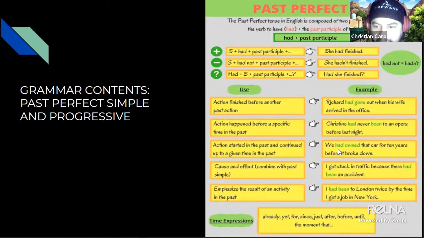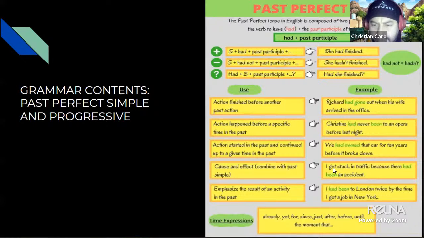Then the next, we had owned that car for 10 years before it broke down. So in this case, we describe an event or a period of time. 10 years in this case. So we're being a little more specific too. For 10 years before it broke down. So in this case, we got another event to indicate the end of a stage, the end of a period, right? Which is the breakdown, in simple past.